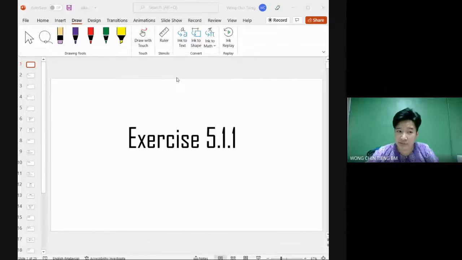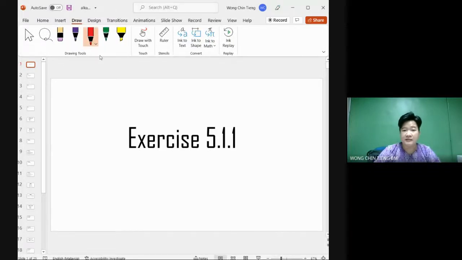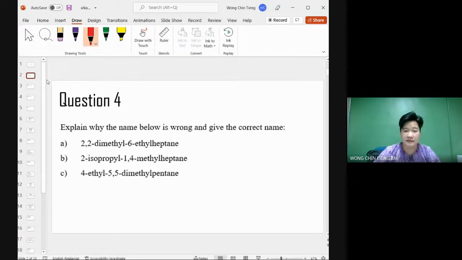Worry about your naming. All right, we stop at naming of your alkane. So for exercise 5.11, I won't discuss everything, but I'm particularly interested in your question 4. Because in your question 4, I will be able to test both the drawing and the naming. Sometimes lately the trend of the question is going to be something like this, where they give you the name, and they ask you why the name is wrong.